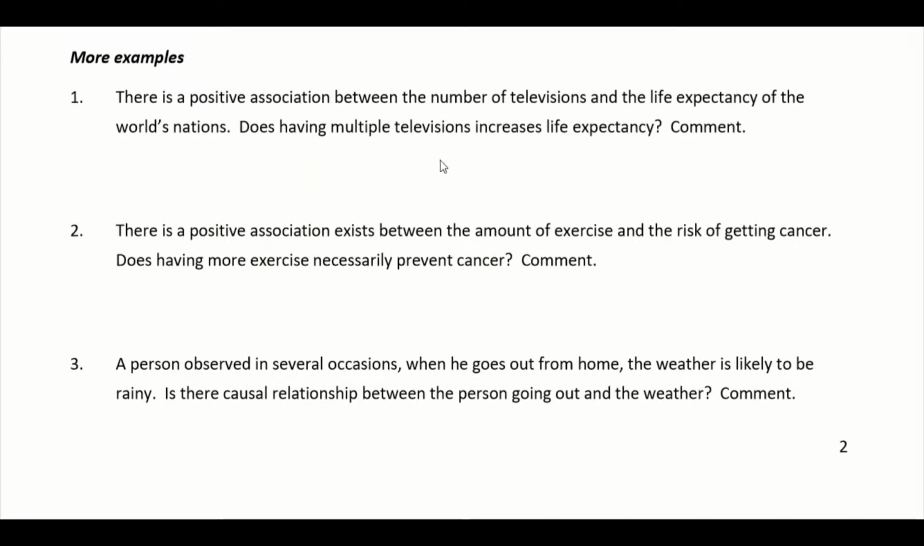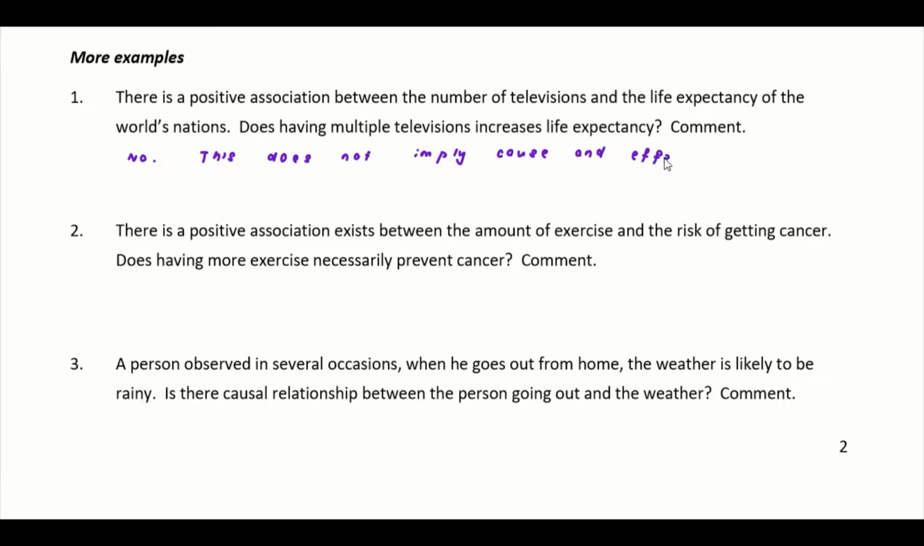There is a positive association between the number of televisions and the life expectancy of the world's nations. Do you think that having multiple televisions actually increases life expectancy? We know that it doesn't, right? So we can just answer no. Why is that so? Because having an association between these two variables doesn't mean that it is a causation. So you can just write out: this does not imply a cause and effect relationship.